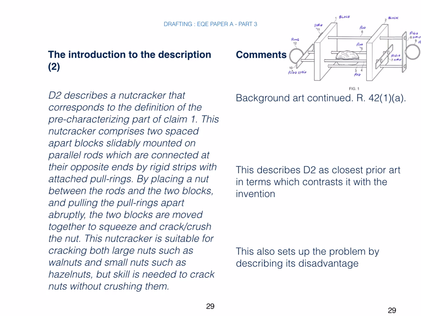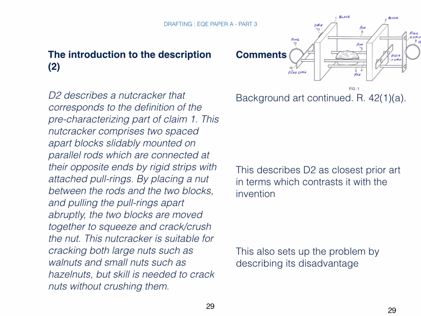Next follows a description of D2 in terms which contrast as far as possible with the client's Nutcracker. Let's read it. This Nutcracker, D2's Nutcracker, comprises two spaced apart blocks, slidably mounted on parallel rods, which are connected at their opposite ends by rigid strips with attached pull rings. By placing a nut between the rods and the two blocks and pulling the pull rings apart abruptly, the two blocks are moved together to squeeze and crush the nut.